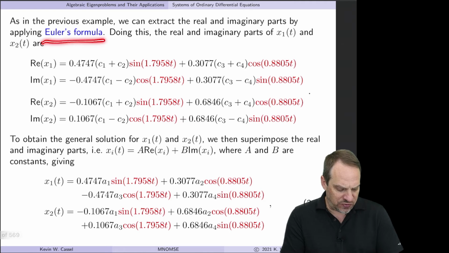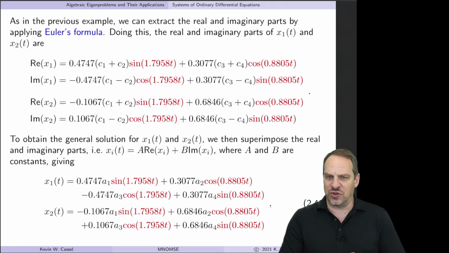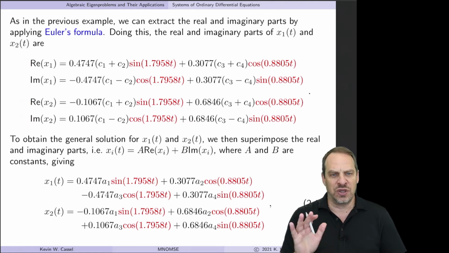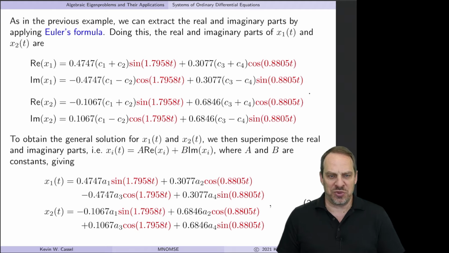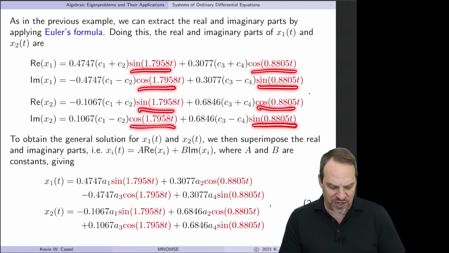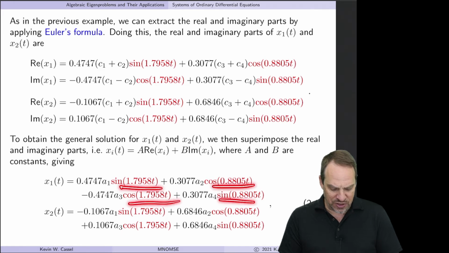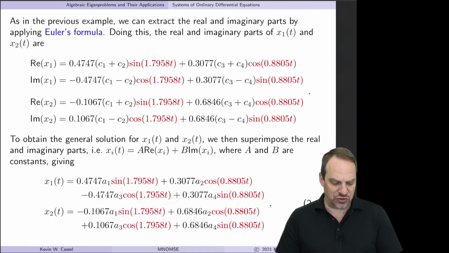So using Euler's formula, here's the real part of x1, the imaginary part of x1, real part of x2, imaginary part of x2. And again, I've done all this in Mathematica, so to do this on paper would be very tedious. But once again, you see sines and cosines of 0.8805 and 1.7958, which again are these two natural frequencies that we expect. And I've highlighted them all the way through so you can see how they trace through the solution.